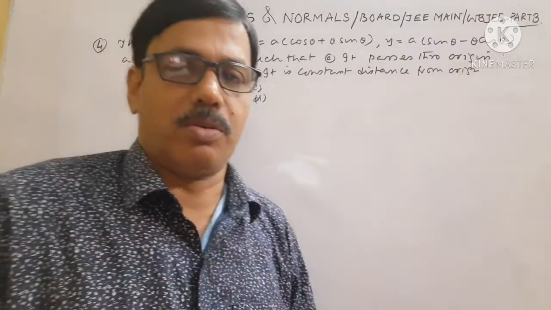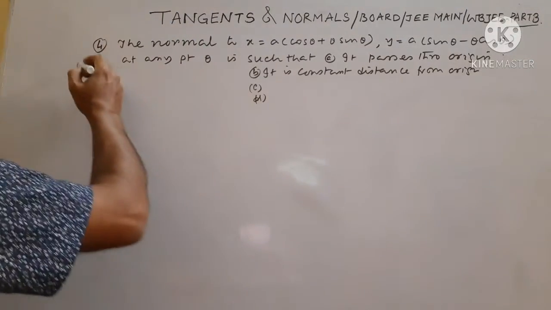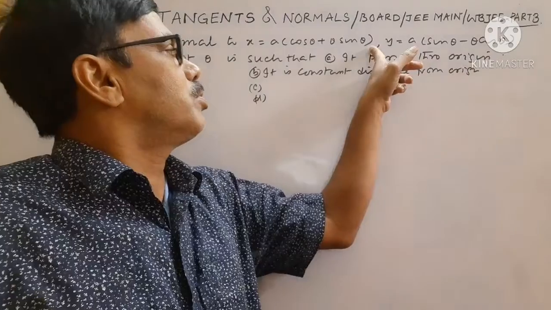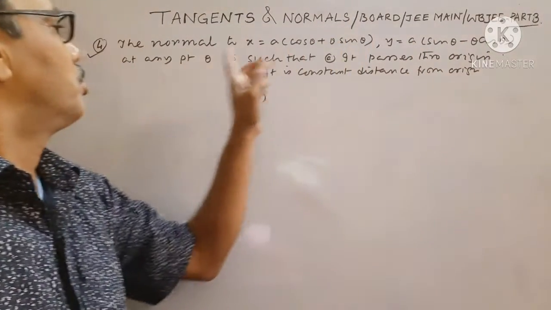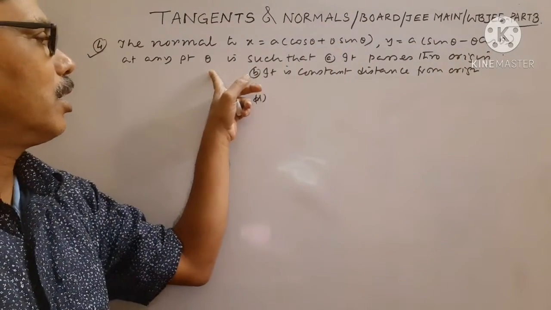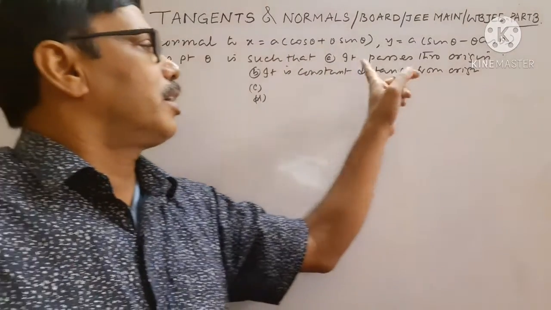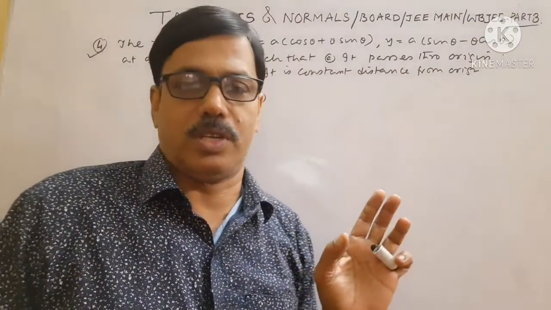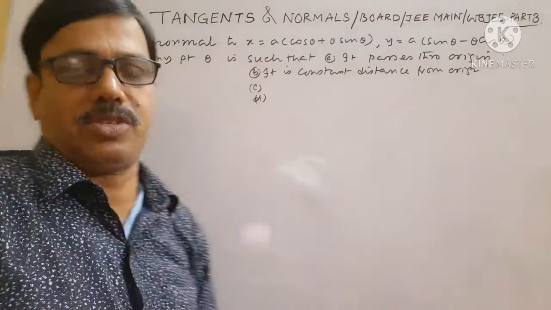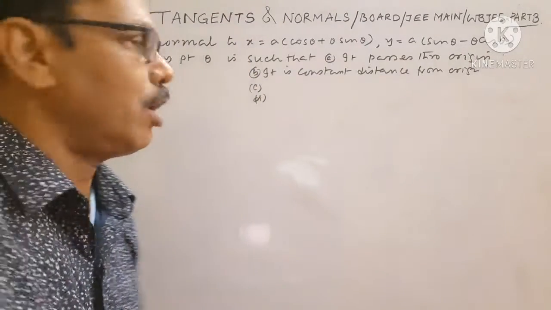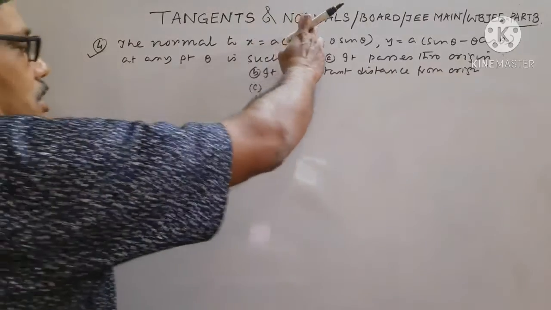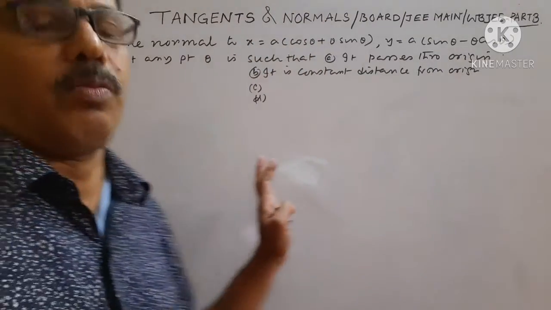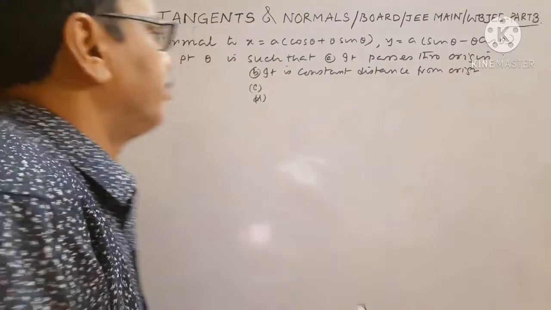Look, problem number 4. The normal to x equals ..., y equals ... at the point theta is such that it passes through origin, it is at constant distance from origin, and two other options also. This is a simple problem. The parametric equation of the curve is given.